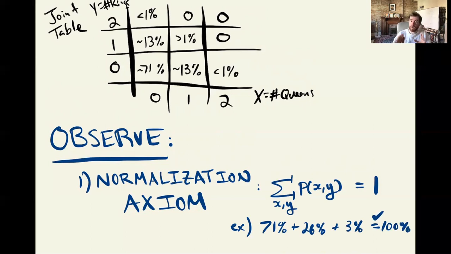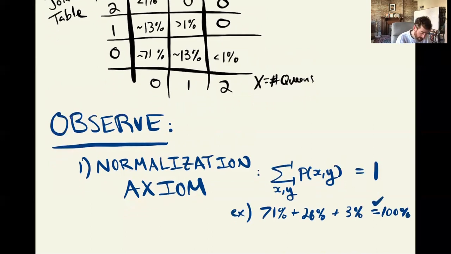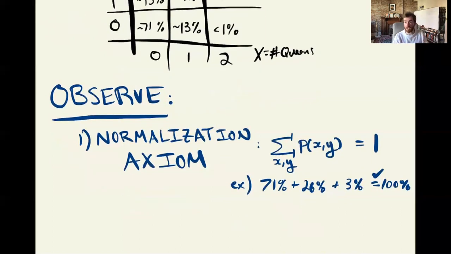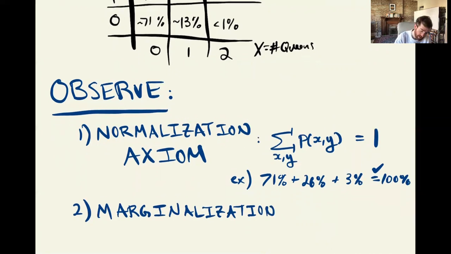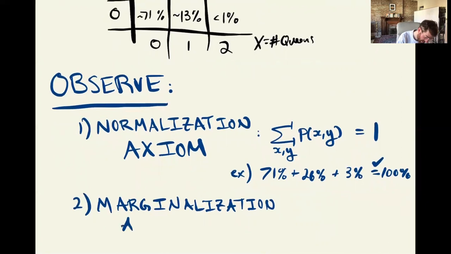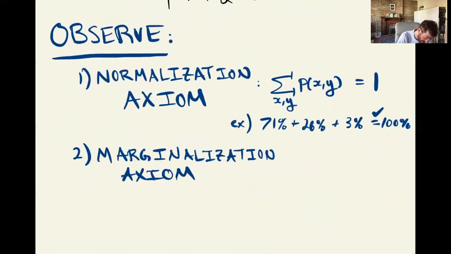Now, there's another really, really important property. And this is sometimes called the marginalization property. I'll even call it an axiom because it follows from basically just the fact that you can always decompose your probability space or your outcome space in a nice way, where again this normalization property has to happen. Really, this is just an expression of the law of total probability.